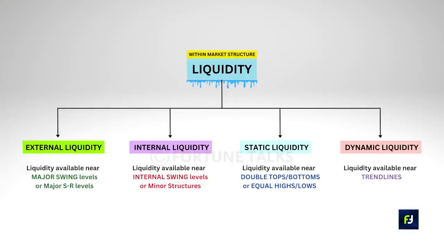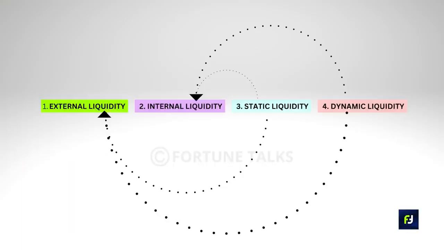Now, you might have understood how the last two types of liquidity, namely static and dynamic liquidity, are related to the first two types. It is simply the fact that trendline liquidity and liquidity associated with equal highs or lows, or simply the double tops and double bottoms, are observable in both major and minor structures in the market.